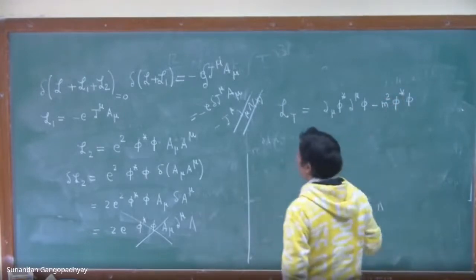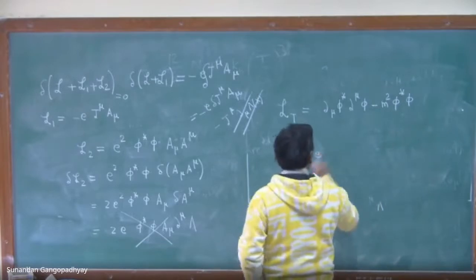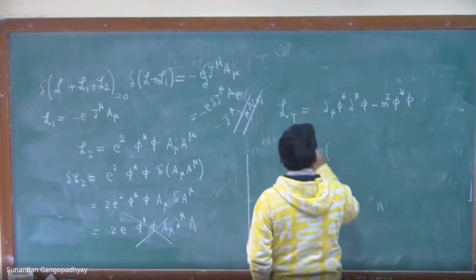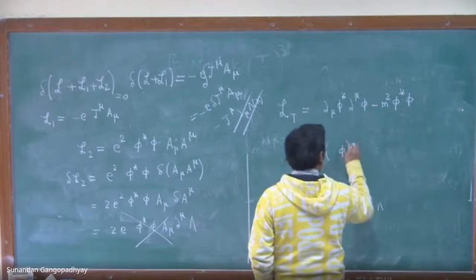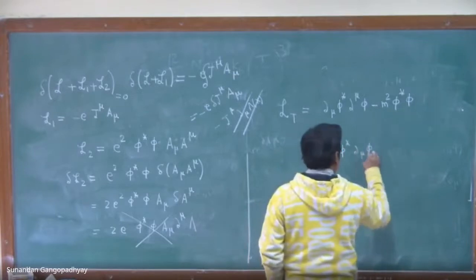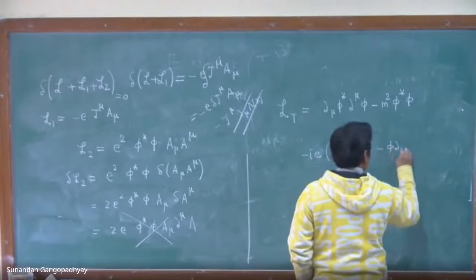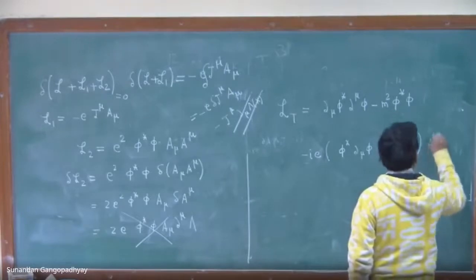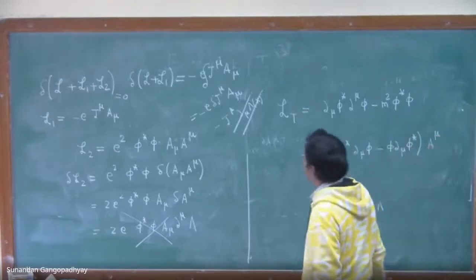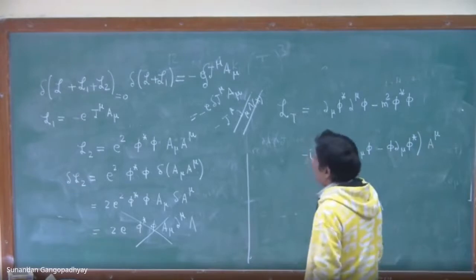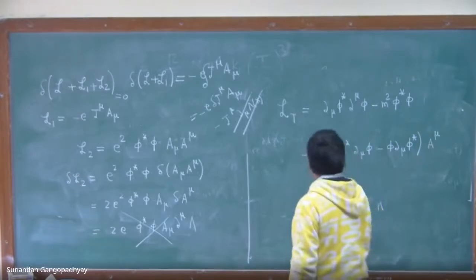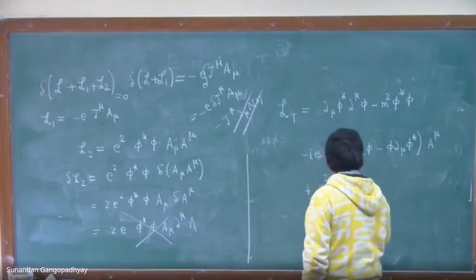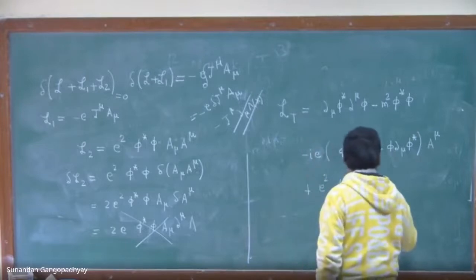What is L1? L1 is minus e J^μ A_μ. What is J^μ? It is i(φ* ∂^μ φ minus φ ∂^μ φ*). And then you have an A_μ. So this is what J^μ A_μ is. This is what L1 is. And then you have L2. And what is L2? Plus e² φ* φ A_μ A^μ.